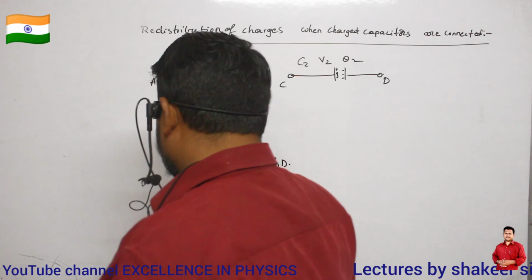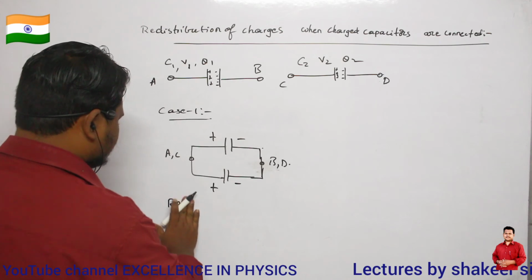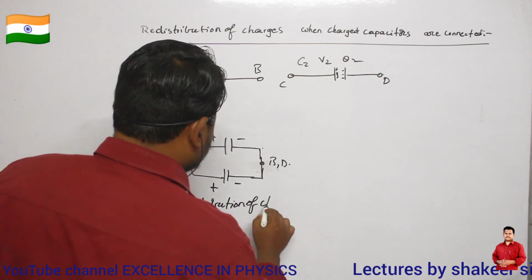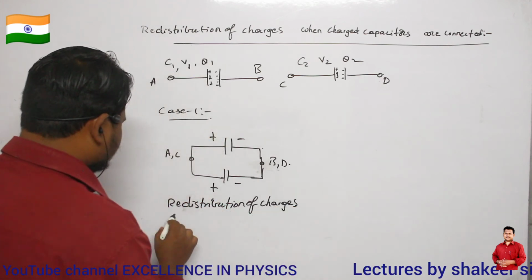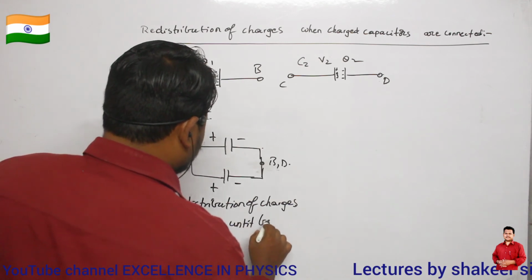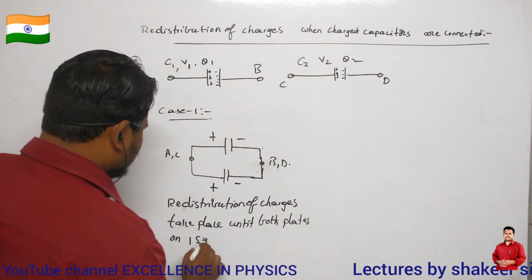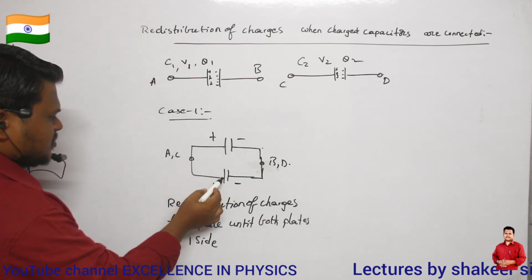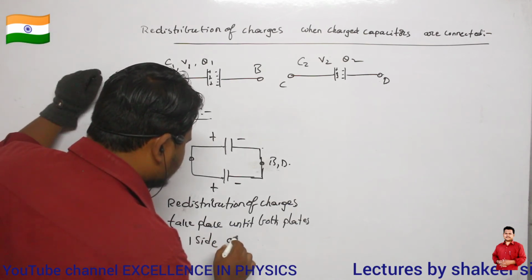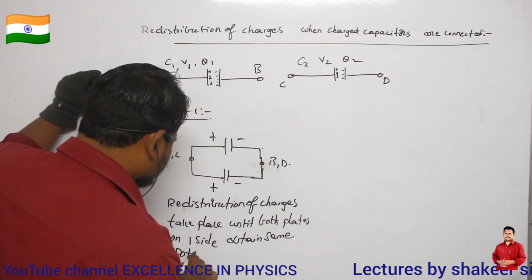What happens? Already we have studied, no? So redistribution of charges takes place until both plates on one side, means this plate and this plate, both of them present on the same side, obtain the same potential. This is what is going to happen.